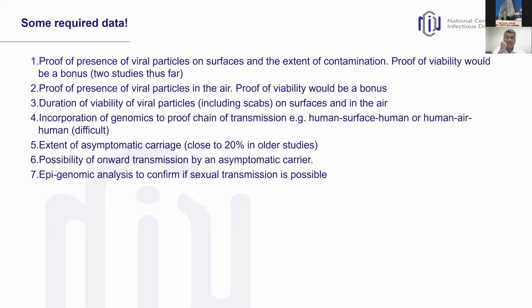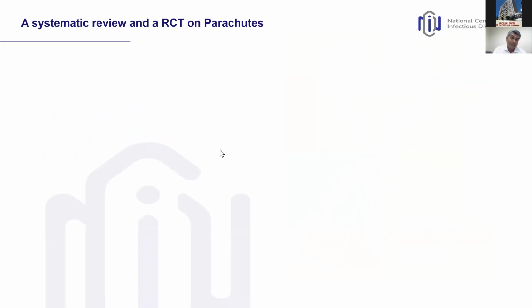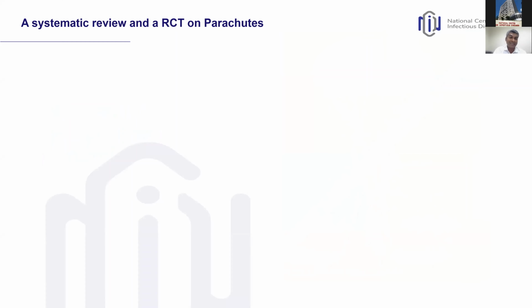Now, I'll jump. The precautionary principle has become front and center during COVID. When we talk about the parachute, that's the analogy, isn't it? Do you need a randomized controlled trial for a parachute? And this slide's just for fun.